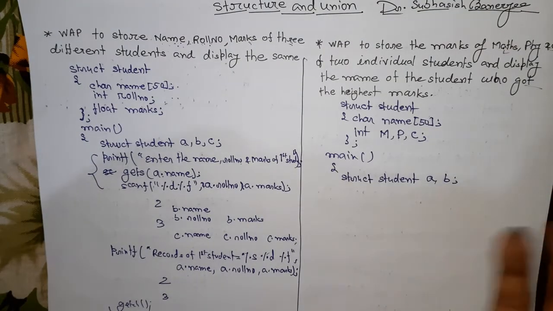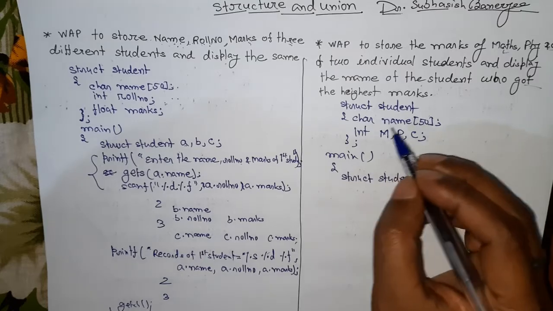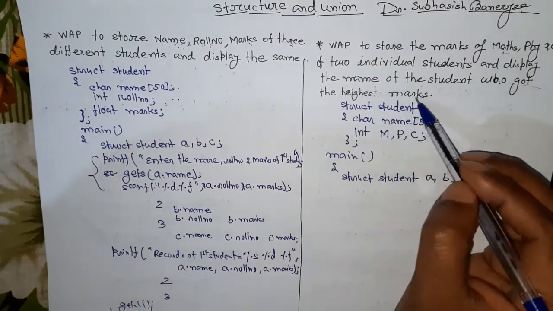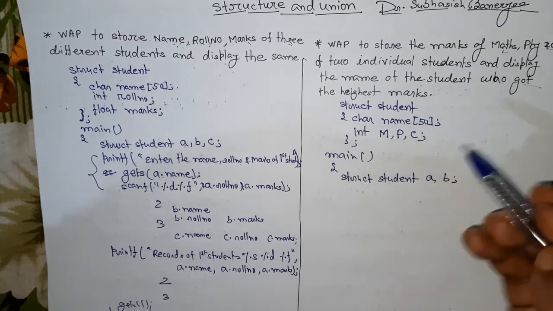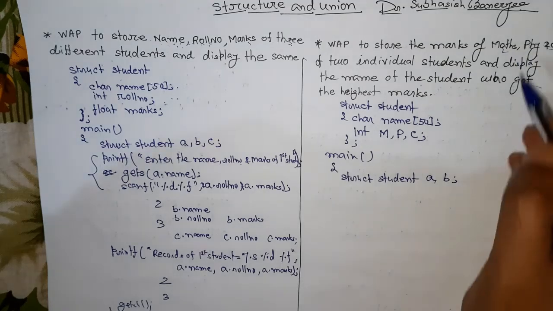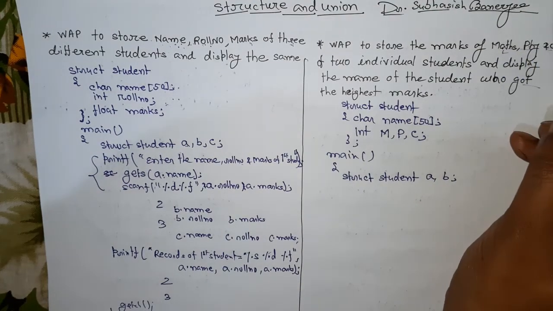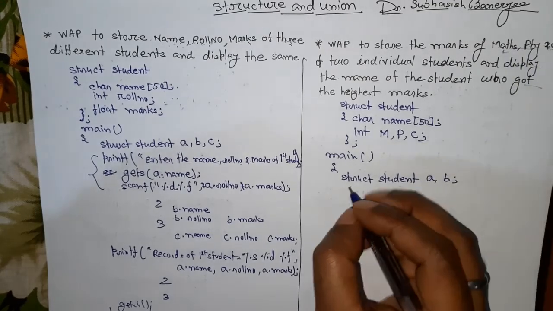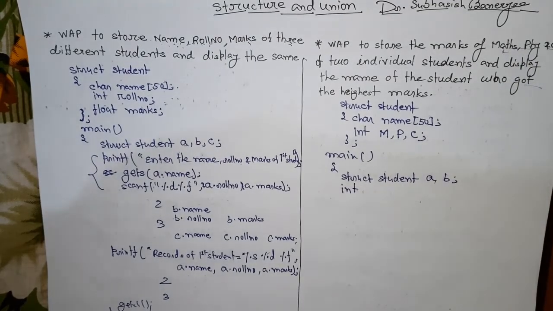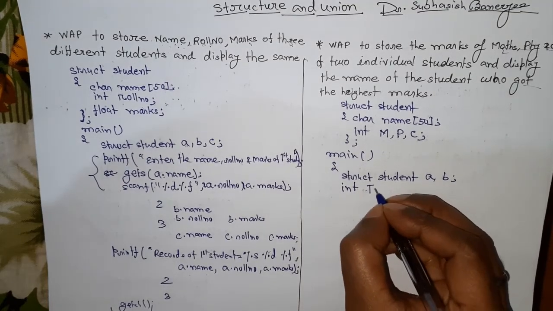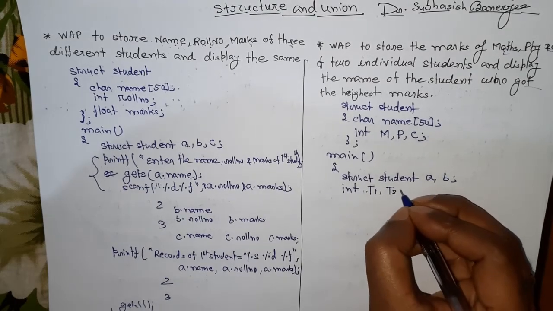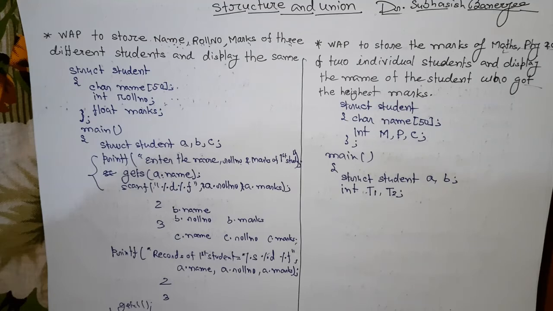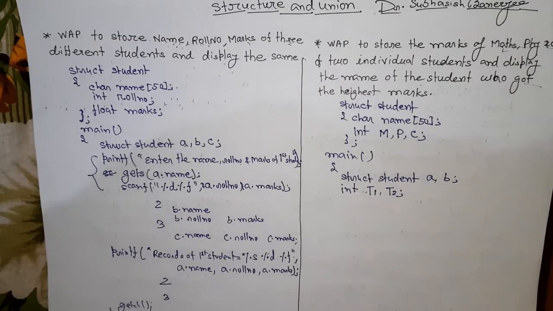It's fine. Now what we'll have to do is display the name of the student who got the highest mark. So if we need to display the name of only that student who got the highest mark, we'll have to find the sum of all the marks. So the sum of the marks of the first student, and the sum of all the marks of the second student. So let's say we need two integer variables, t1, the sum of the marks of the first student, and t2 for the sum of the marks of the second student. We're going to use the two variables t1 and t2 for deciding which name is going to be displayed.